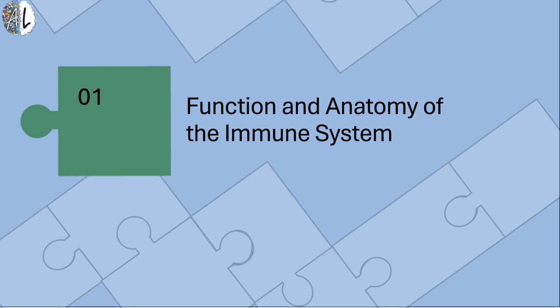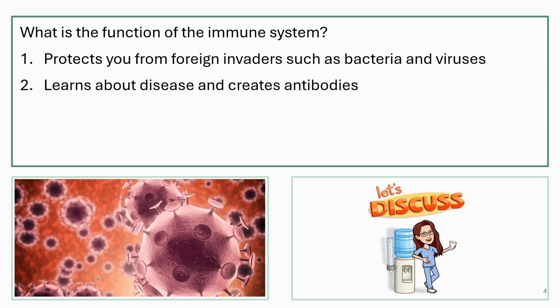Let's take a look at the function and the anatomy of the immune system. You might know a few things about the immune system, but there are really two big functions. One, we're protecting ourselves from foreign invaders. Some of the biggest foreign invaders that we see in the human world are bacteria and viruses, because those will make us pretty ill. There are several other things we protect against as well, but those ones are pretty important.